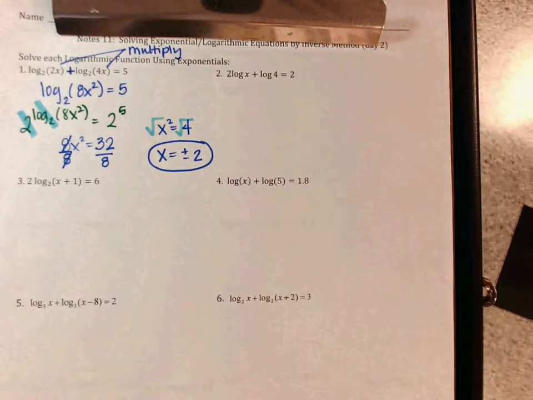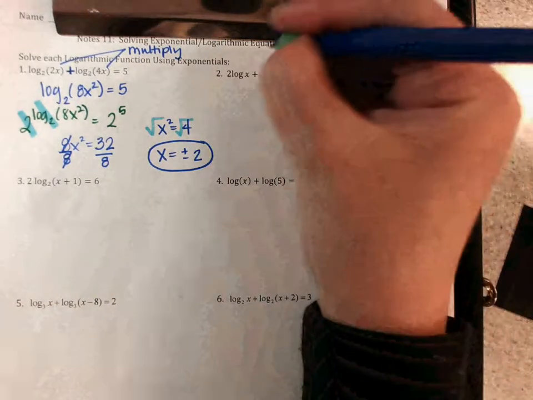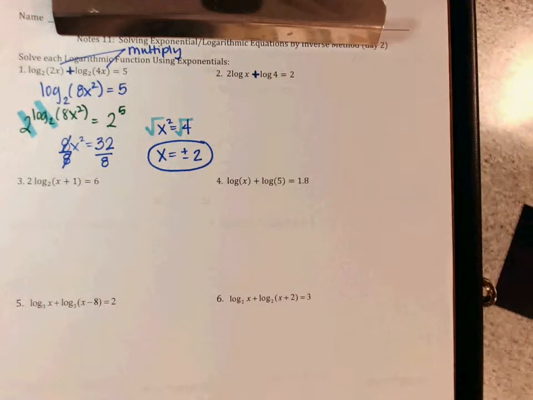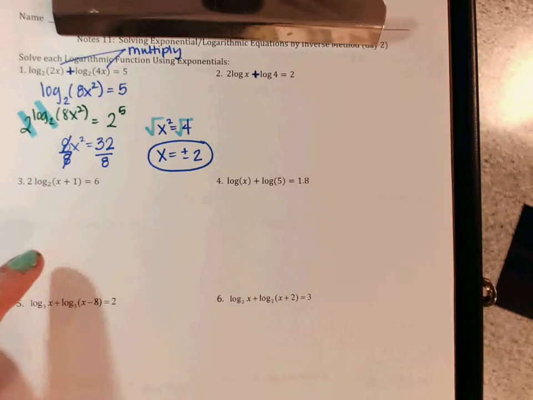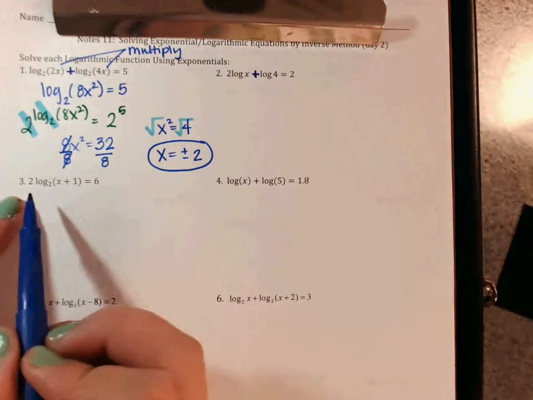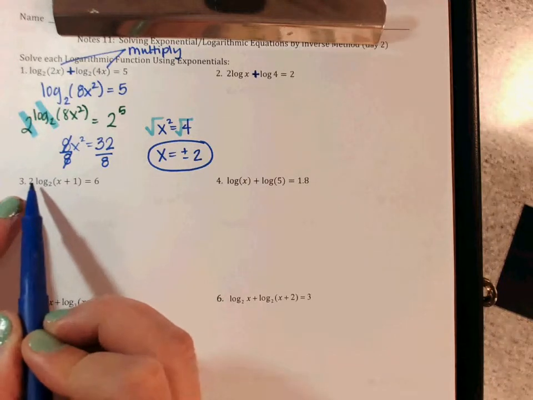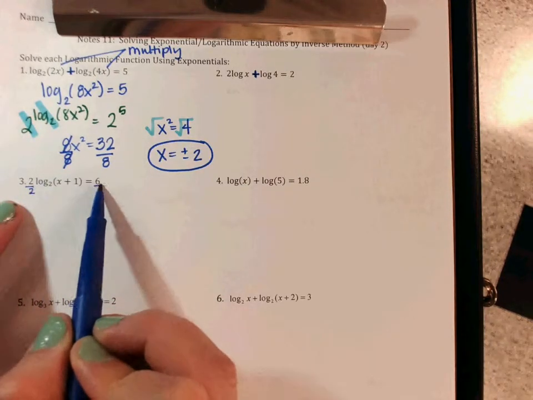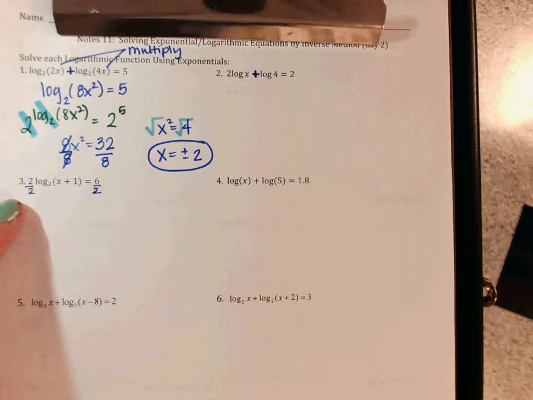Take a look at number 2 right next to it. What do I need to do first? Can I go ahead and combine my logs? I have a plus here in the middle. No. Well, actually, you have to move the 2. This is why. Look ahead at number 3. Can I get rid of this 2? Can I divide by 2 on both sides? Yes. Why? Because there's only one log.